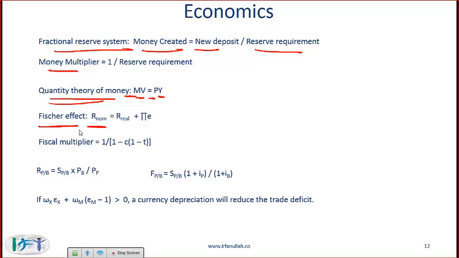Fisher effect is that the nominal rate is equal to the real rate plus expected inflation. This is actually an approximately equal to, and this keeps showing up.